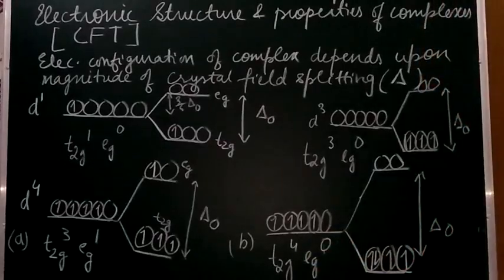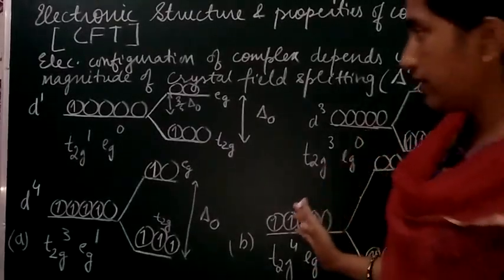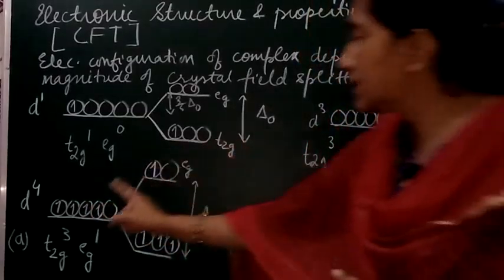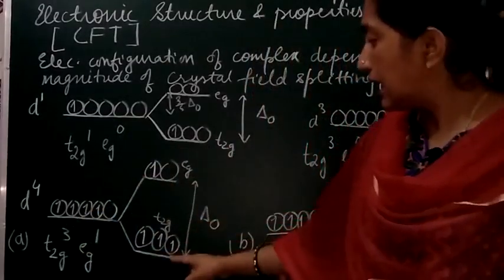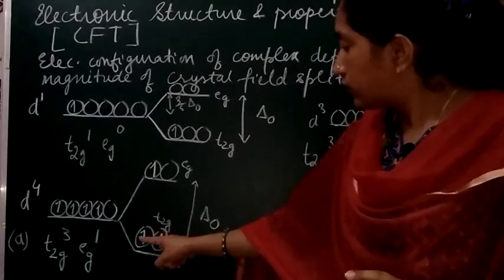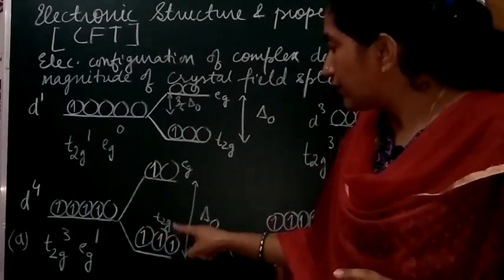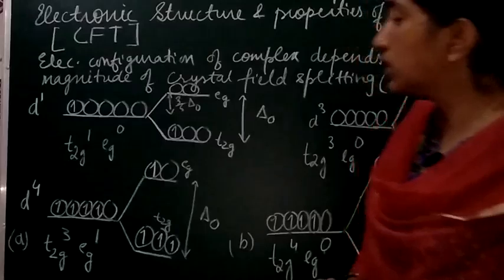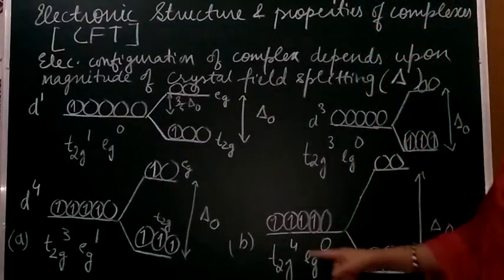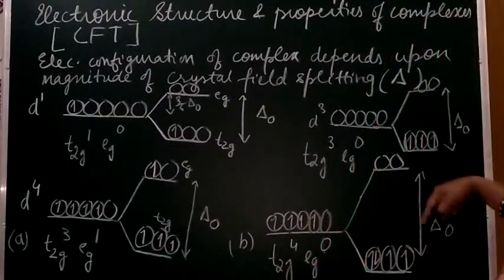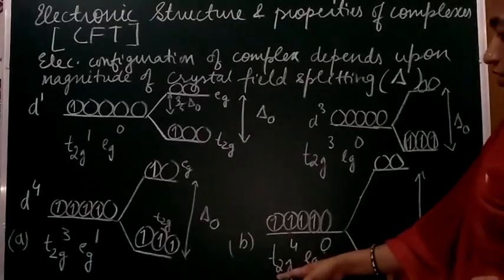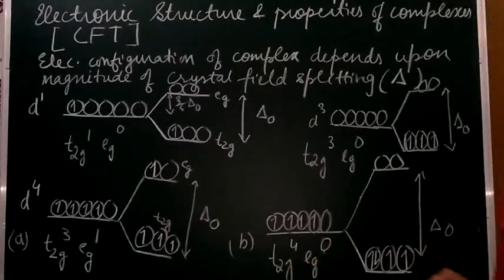Is it visible to you? Yes. So it is T2G4 EG0. So students, when we have 4 electrons in d orbitals, we get 2 cases, case A and case B. In case A, the T2G orbitals will get singly filled and the 4th electron will go to the EG orbital. That time we will get the configuration T2G3 and EG1. And case B is that the 4th electron, instead of going to EG, will just get paired up, and that time we will have the configuration T2G4 and EG0.